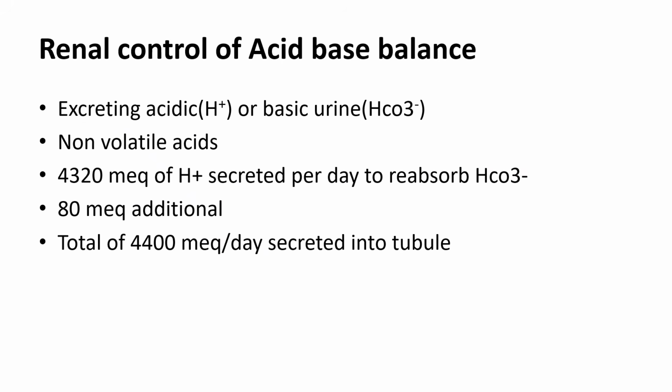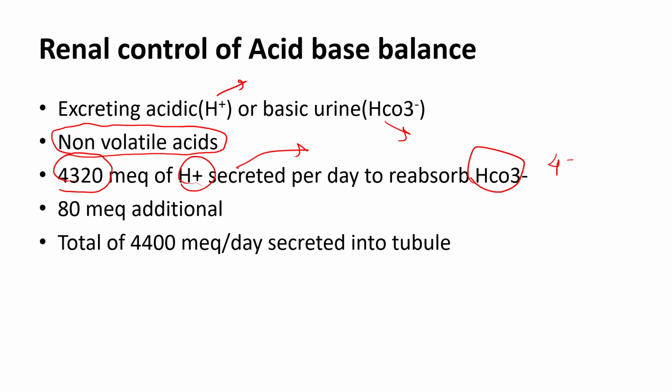Coming to the renal control, which is the long-term mechanism, and it is primarily managing the non-volatile acids. Volatile acids are managed by the respiratory system. Non-volatile acids, how does it manage that? Either it excretes urine which is rich with H plus or it excretes urine which is rich with bicarbonate. So usually around 4320 milliequivalents of H plus is secreted to reabsorb the same quantity of bicarbonate.